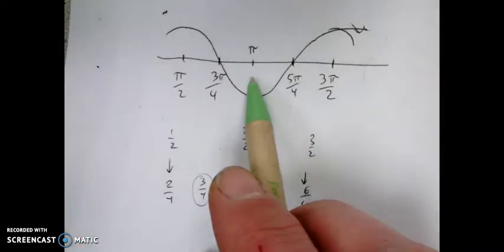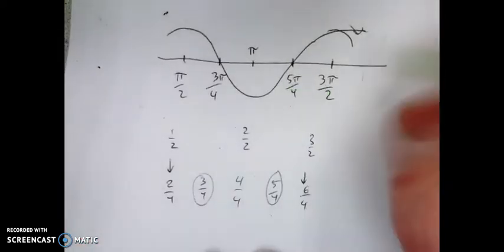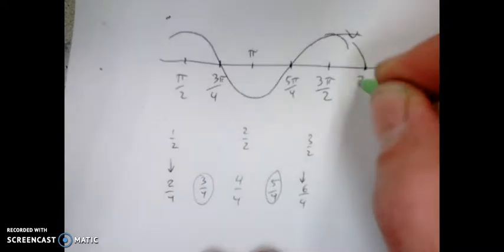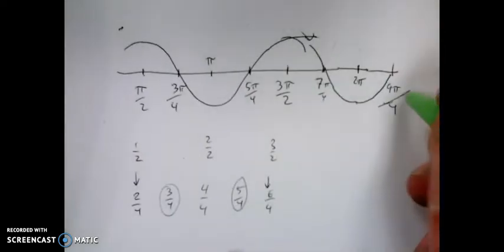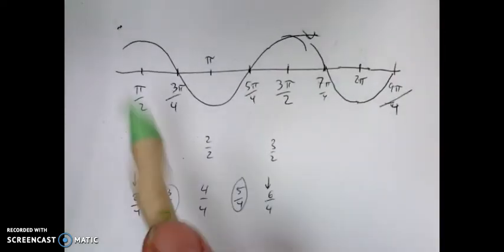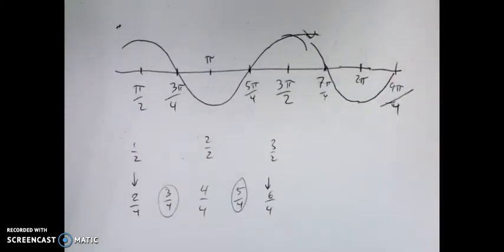So 4 fourths, 5 fourths, 6 fourths. The next point would be 7 fourths. The next point would be 8 fourths. But 8 fourths is 2 pi. 9 fourths. And you can keep on going as far as you want. Just keep on adding a fourth, adding a fourth, adding a fourth. So that's how you can go from cosine for as long as you want.